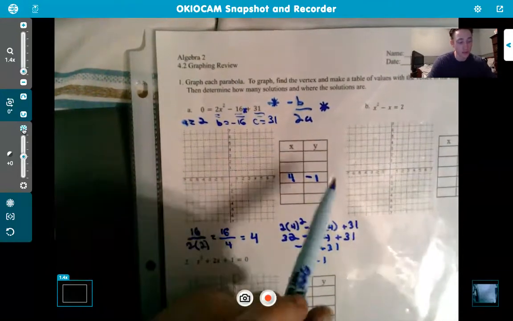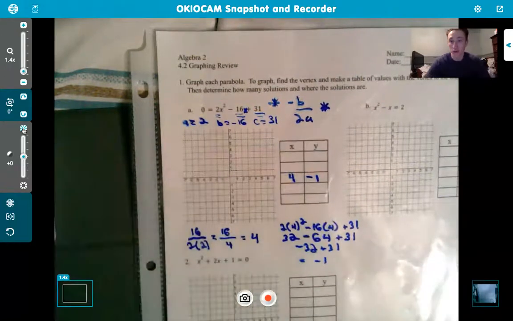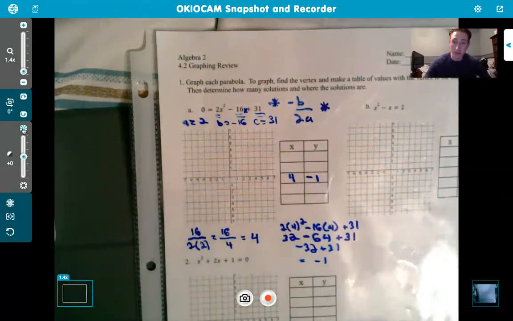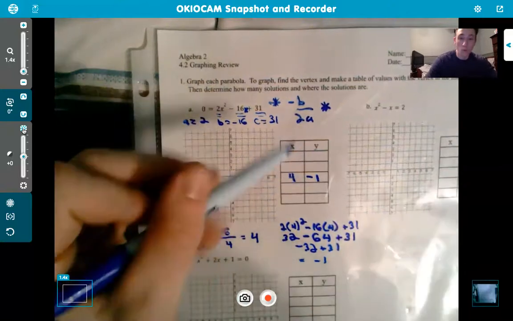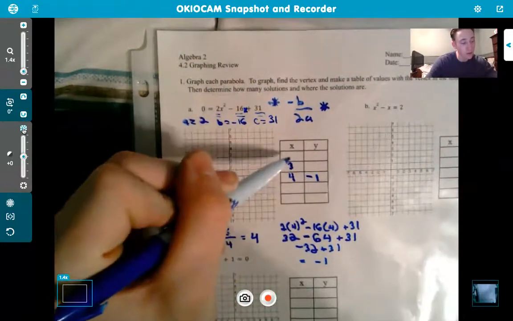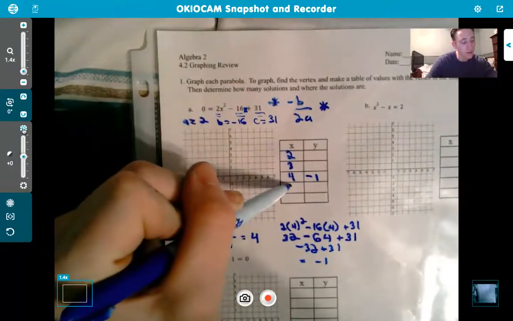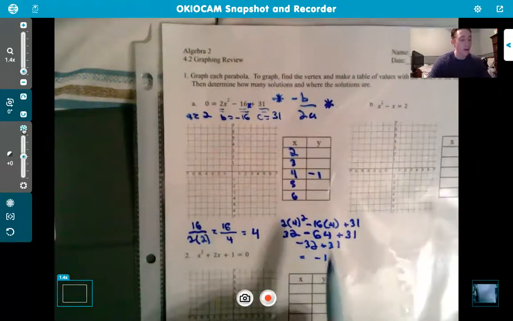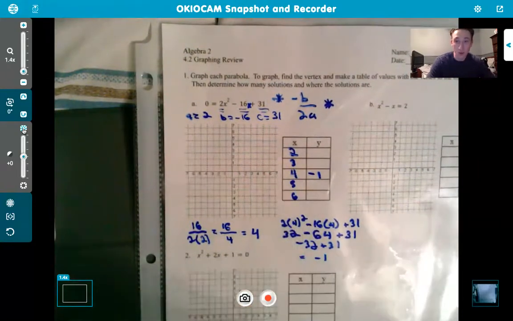Okay, so remember the vertex, as I said earlier, is always going to go in the middle of my table. The reason that we put it in the middle is because, remember, we're dealing with a parabola shape. It's a symmetrical shape. That's the point right in the middle of it where it's even on either side. What we talked about in class is to choose two values smaller and two values higher than my vertex point to plug into my equation.